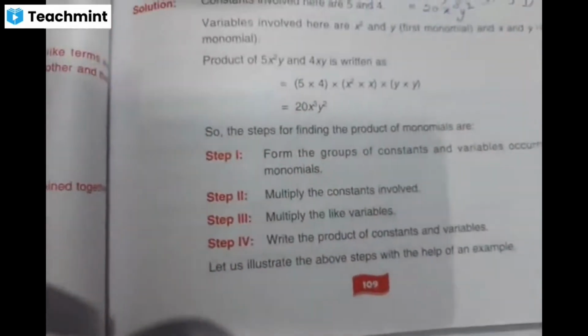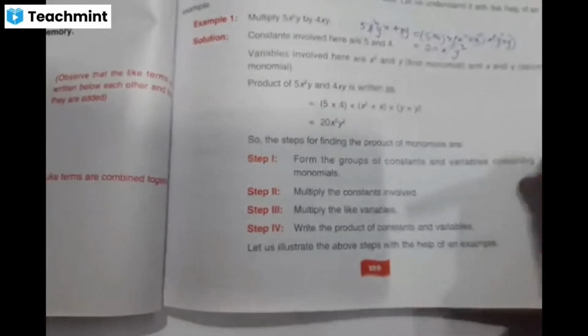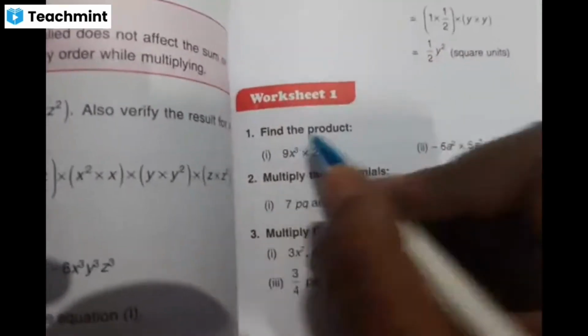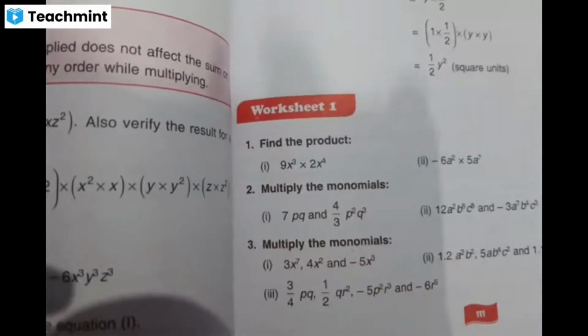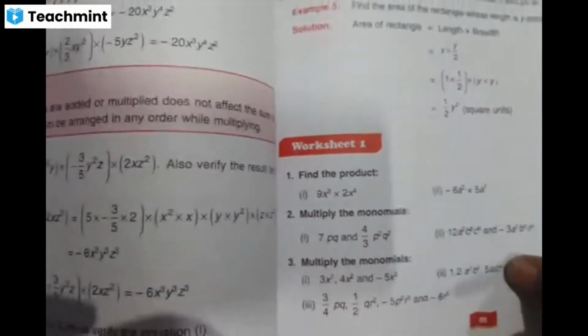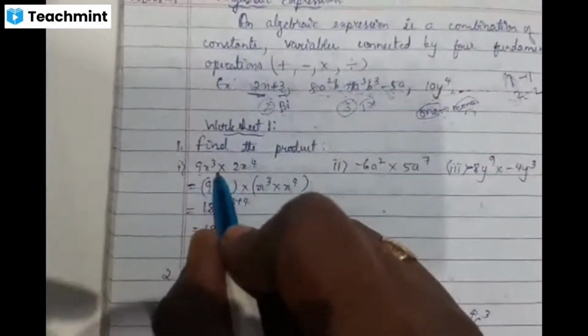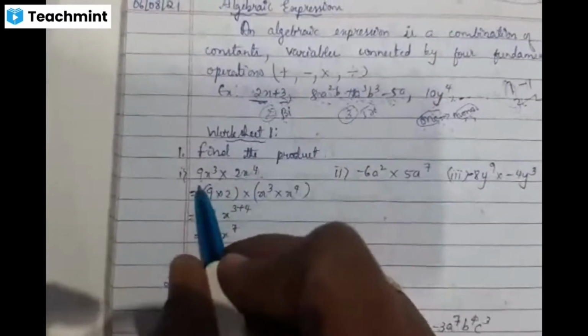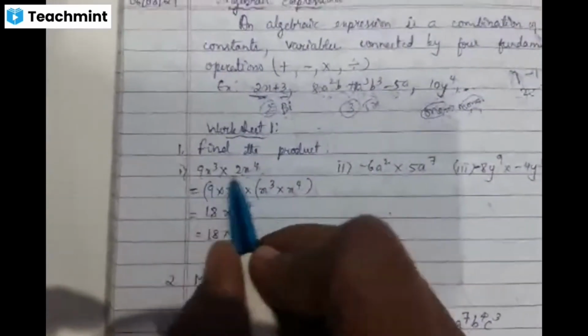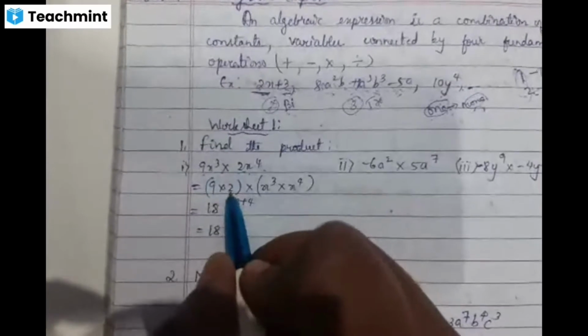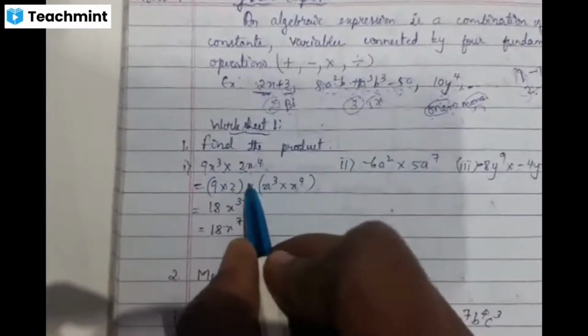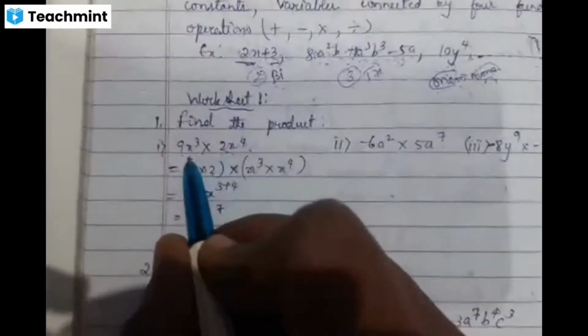Hope you understood, children. Next, let us solve the problems from worksheet number 1. Find the product. Here you have to find the product 9x cube into 2x to the power of 4. As I told you, you have to group the constants first. 9 into 2. In the next brackets, you will use the multiplication sign and x cube into x to the power of 4.